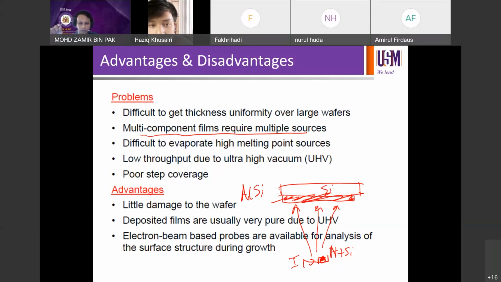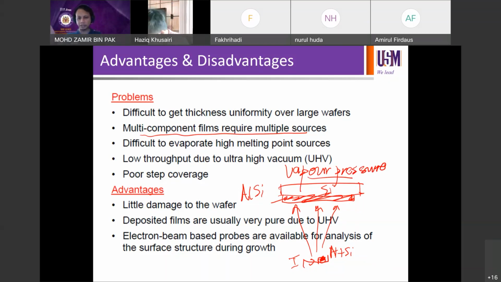When AL melts first, which one will fly first? Which one will evaporate first? AL, right? AL will evaporate first, then as a result, you'll find more of AL than silicon in the deposited layer. So you won't be able to have 50-50. Because their melting points are different. When the melting point is different, then the vapor pressure is also different. So, right, this is another relationship. Vapor pressure, you can check later on. The relationship between melting point and vapor pressure. Vapor pressure is different for every single material that you want to deposit.